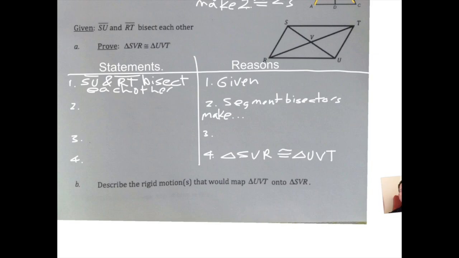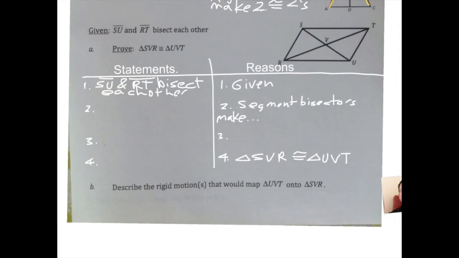So I did it in 4 steps. The given step right off the bat is handed to me, but I did not label it yet in the picture. It says that they are bisecting each other. It doesn't say that there's an angle being bisected. It says that there's a segment bisecting another segment. So that's going to create two pairs of equal segments.